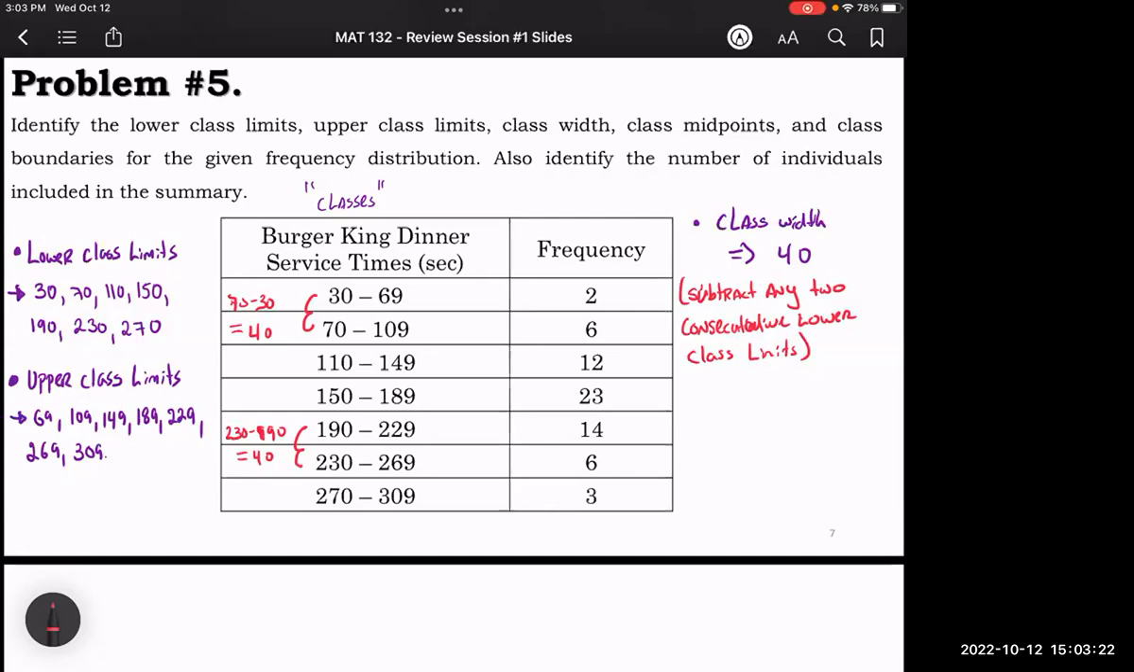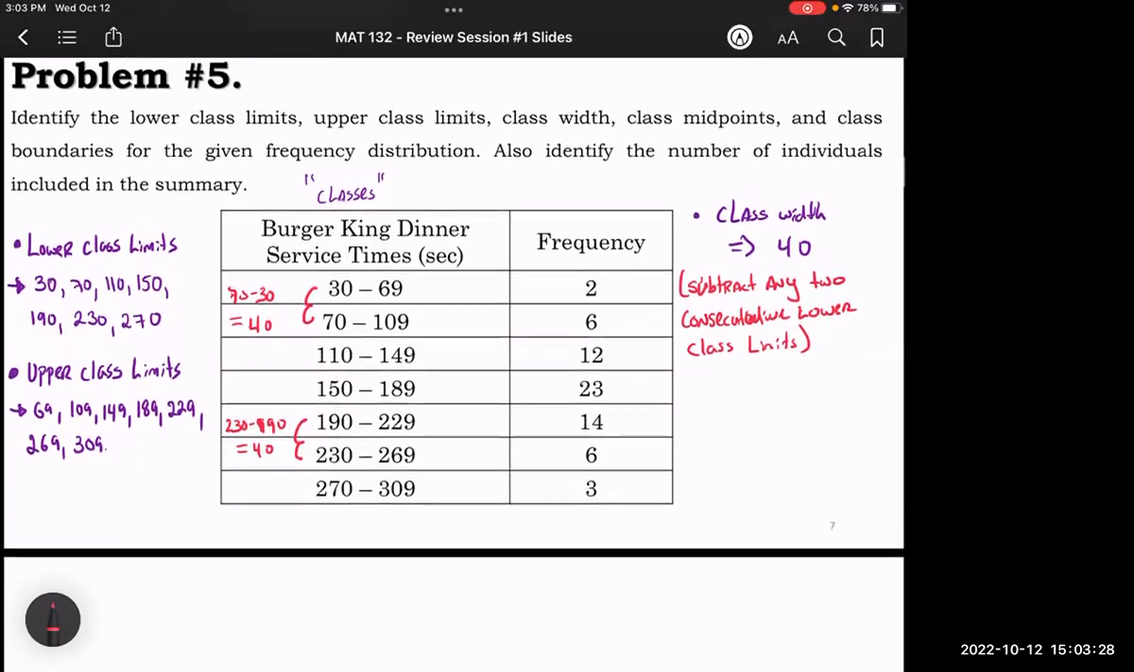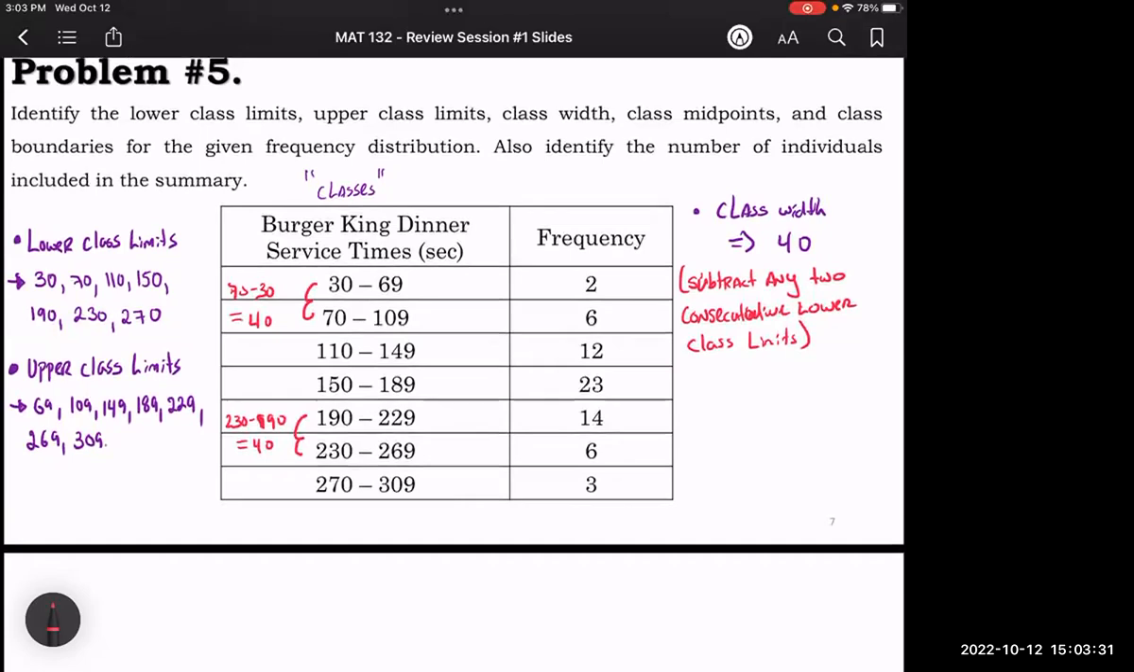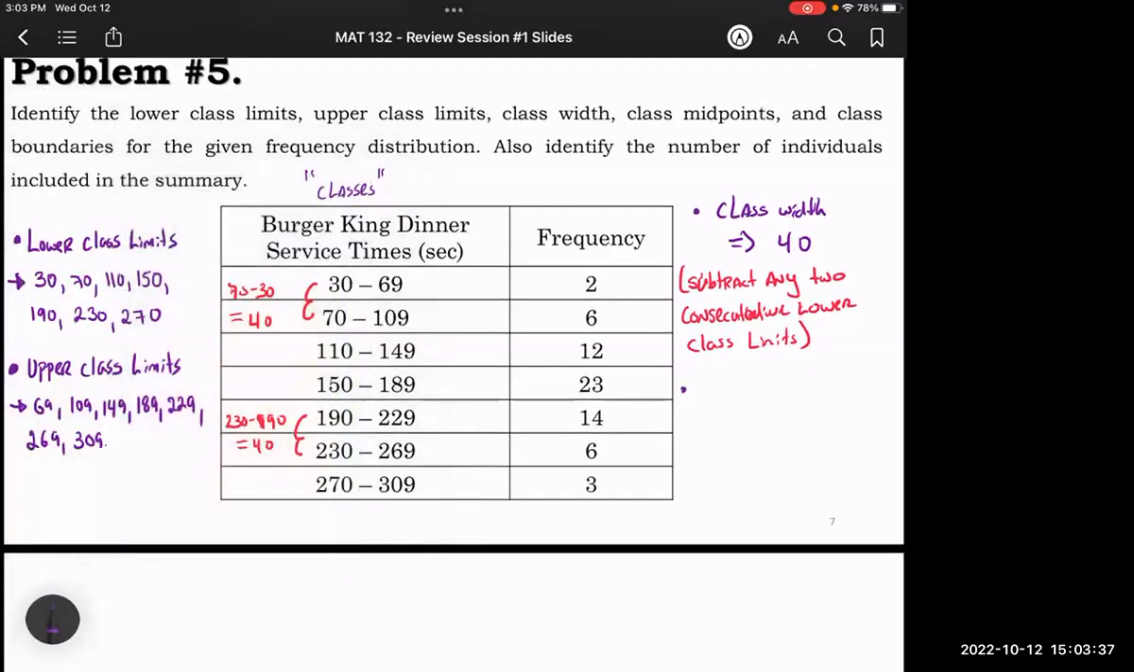Now we have to find class midpoints and class boundaries for the given frequency distribution. But before I use the next slide, let's identify the number of individuals in the study. That is your total frequency. One way to write the total frequency in notation, just in case you see it on your exam or on my lab, is as follows. Anybody know what that letter stands for? There you go. It's the Greek letter sigma, and it stands for the sum. So it's the sum of f, where f is your frequency.